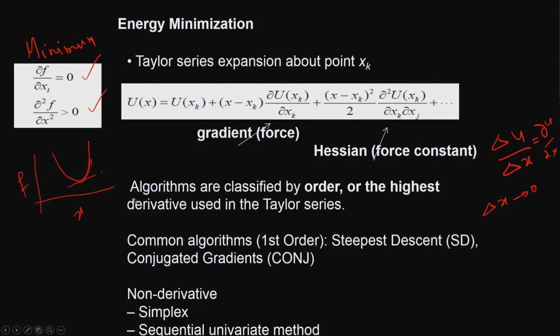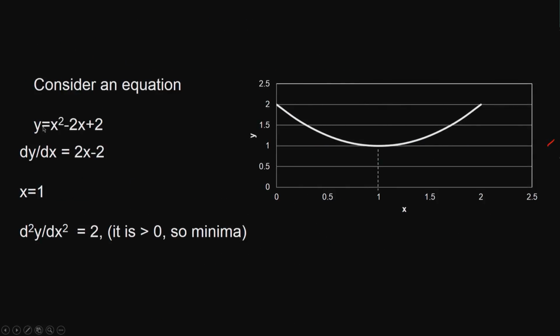Let us look at some simple thing. Look at this function y equals x squared minus 2x plus 2. I want to find the minimum. Here y is the dependent variable and x is the independent variable. It is a very simple problem with one independent variable. So dy/dx is equal to 2x minus 2, and when I equate it to 0, it comes out to be x equal to 1.